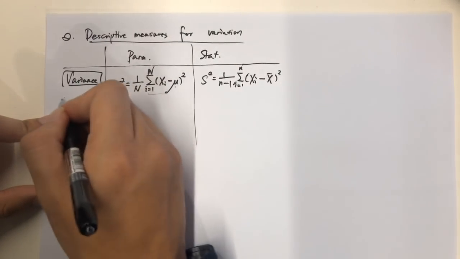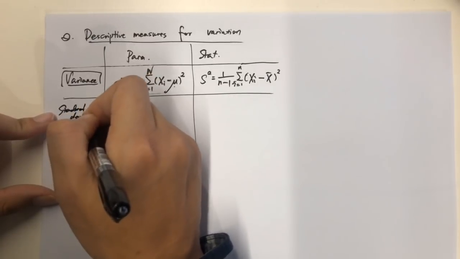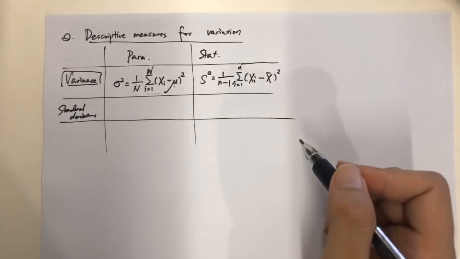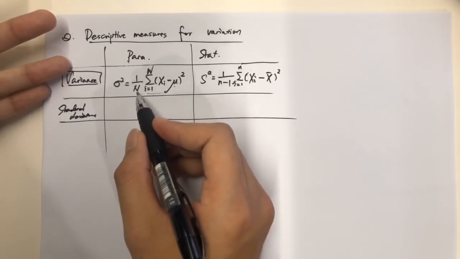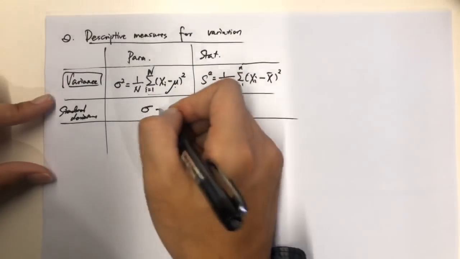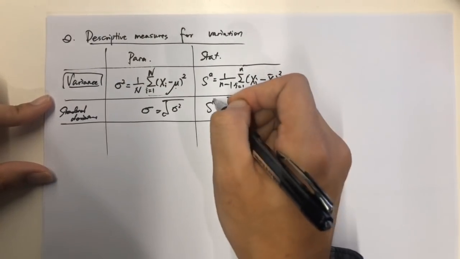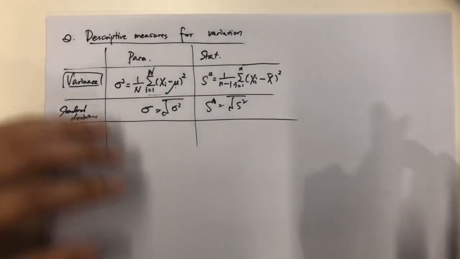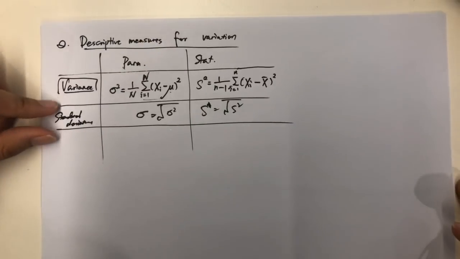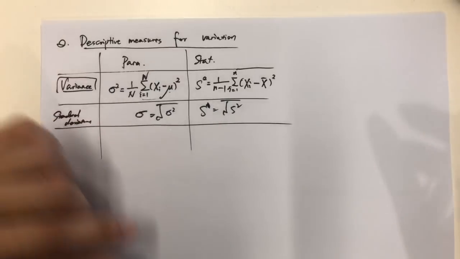And for standard deviation, again, it's just the square root of variance, right? So standard deviation is the square root of sigma squared, and S is the square root of S squared. So they're basically the same thing. But by standardizing the variance, we actually cancel out the unit effect, okay?